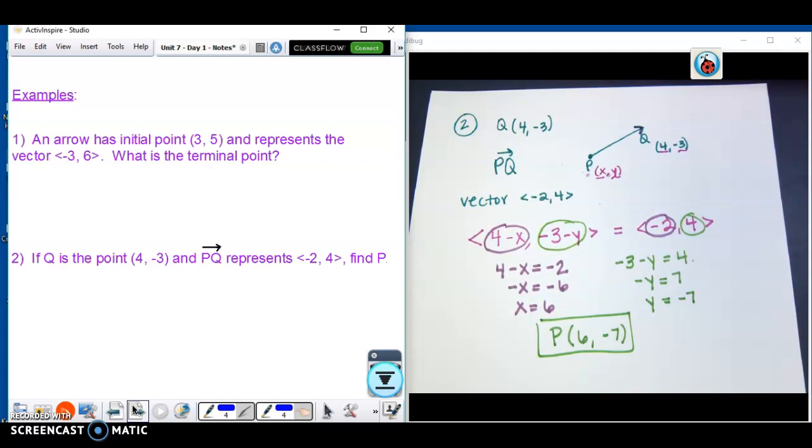So just working backwards, making sure you understand the head minus tail rule, and that you can write a vector.